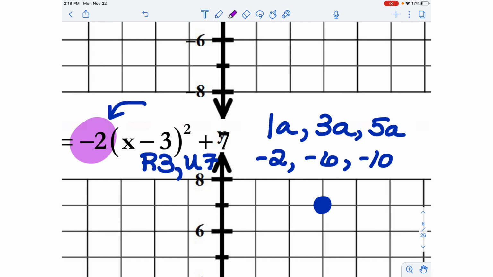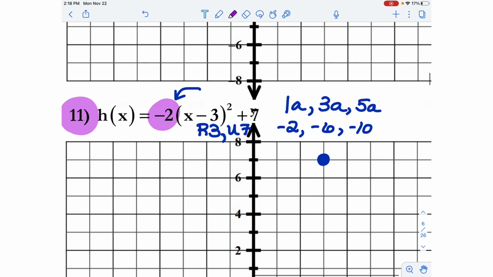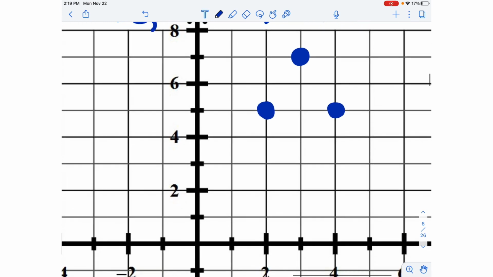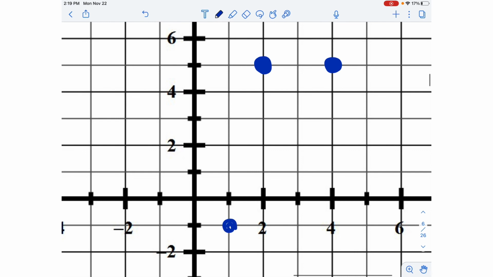Again, 1 times -2 is -2. 3 times -2 is -6. 5 times -2 is -10. The negative indicates that we're going down instead of up. That's it. There's been a reflection. So from my vertex, I'm going to go over 1, down 2 on both sides. From those points, I'm going to go over 1 and down 6. 1, 2, 3, 4, 5, and 6. And that'll be mirrored on the other side.